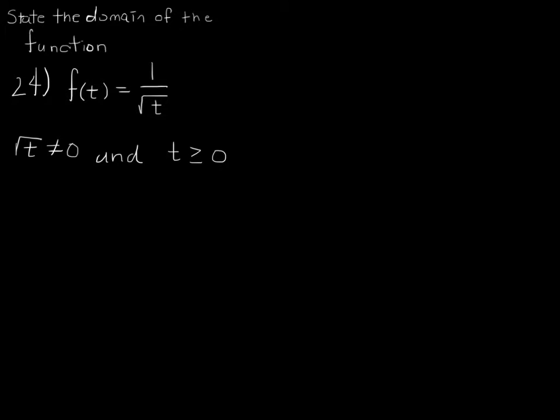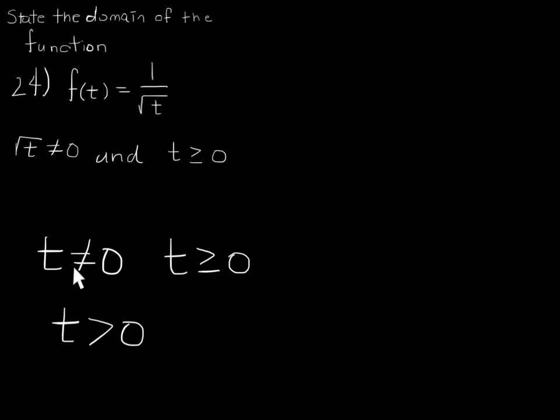So in order for square root of t to not equal 0, this means that t cannot equal 0. So we must make sure that t does not equal 0. And also we must make sure that t is greater than or equal to 0. So this means that t has to be strictly greater than 0. Because t has to be bigger than 0, but t cannot be 0, so t has to be strictly bigger than 0. And we have our solution.